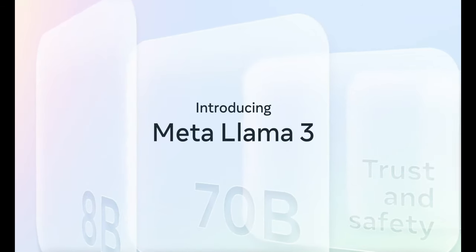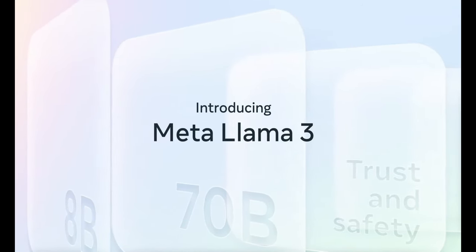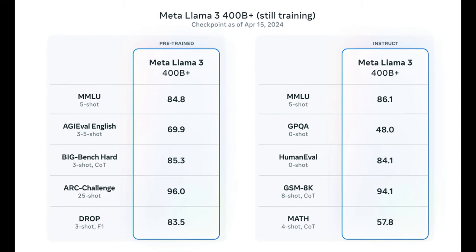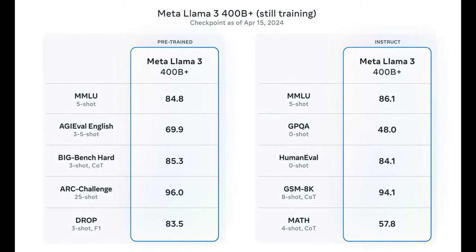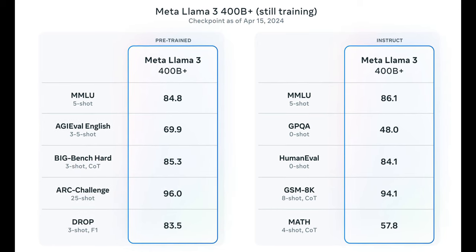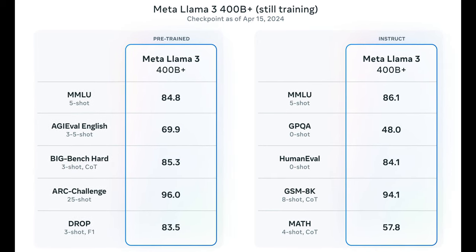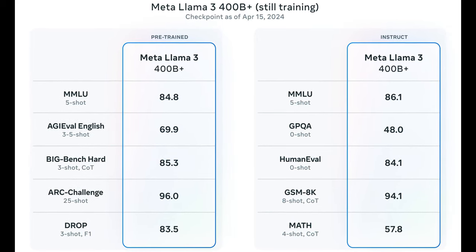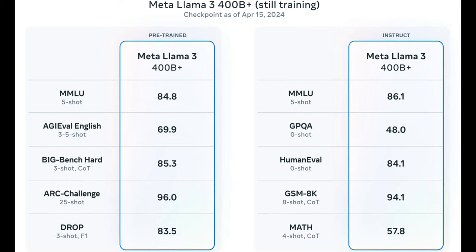Meta has just officially dropped their most powerful language model, LLaMA 3, and it's insanely good. In benchmarks, LLaMA 3 crushes every other open source as well as proprietary model. This could be the end of OpenAI's domination. In this video, I'm going to test LLaMA 3. We will see with our own eyes how good LLaMA 3 is.